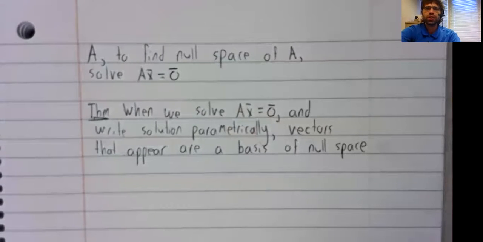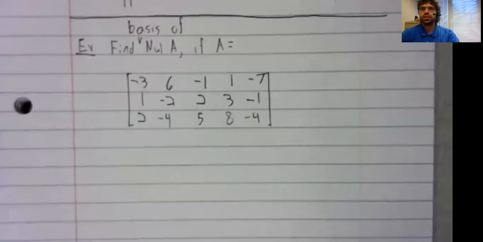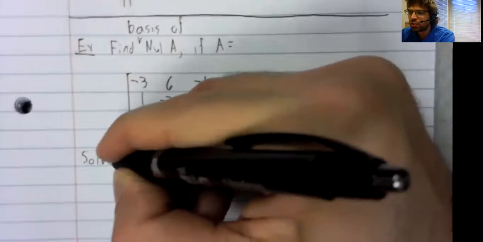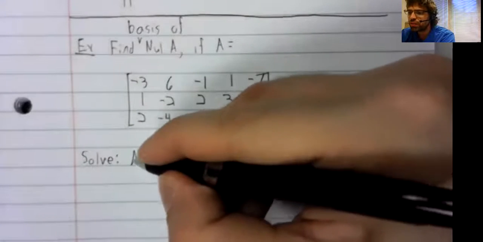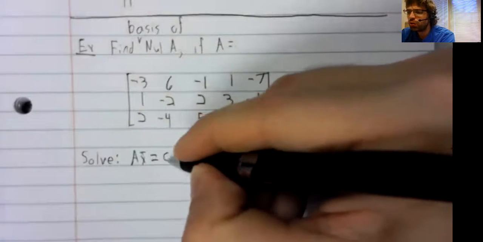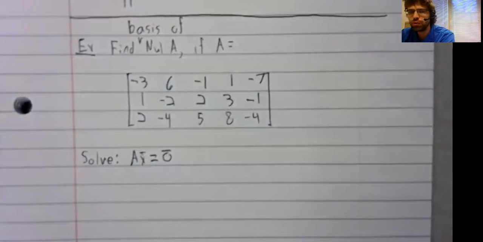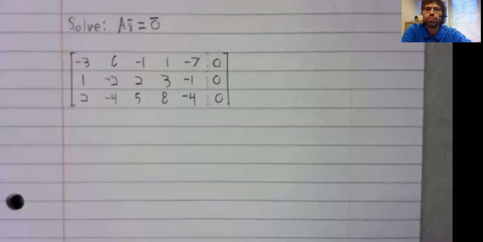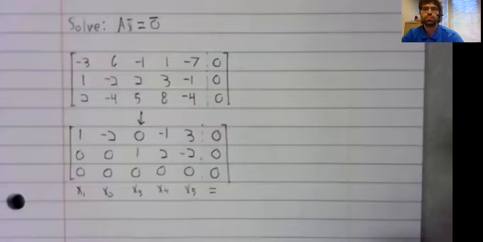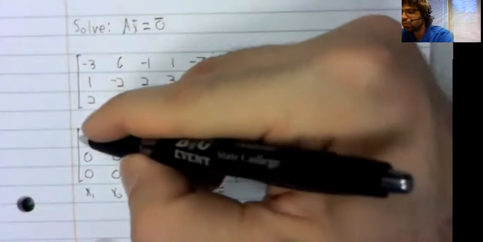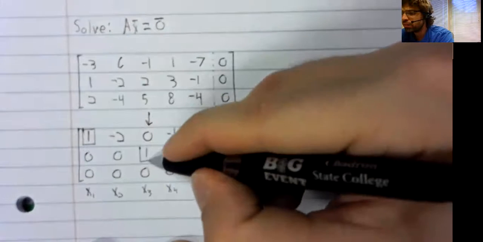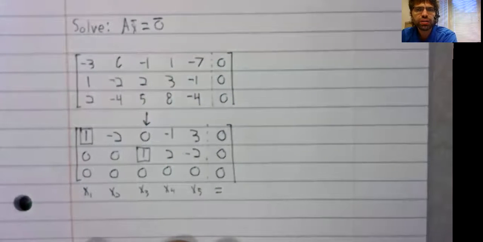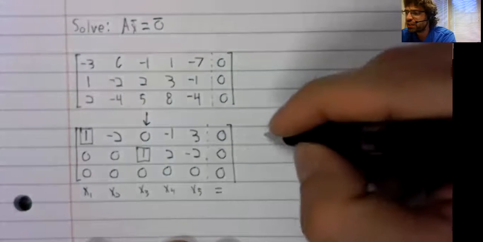Let's see how this works with an example. In particular, this example. So to find the null space, we need to solve AX equals 0. To do this, we take the matrix A and augment it with the 0 vector. Then we perform Gauss-Jordan elimination. The variables x sub 1 and x sub 3 are basic. The other variables are free.